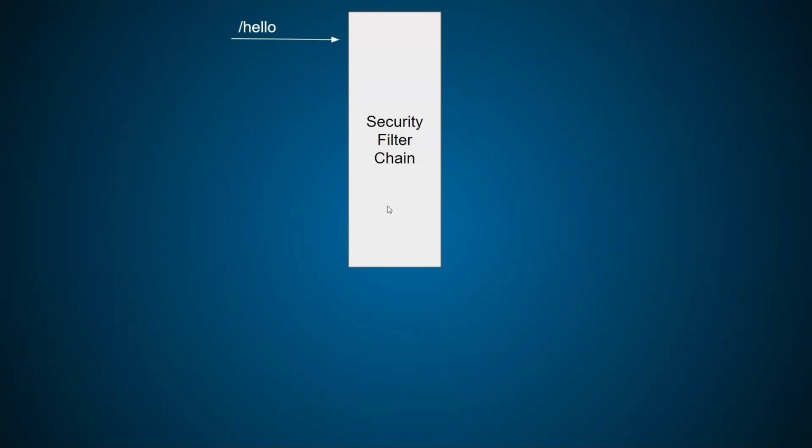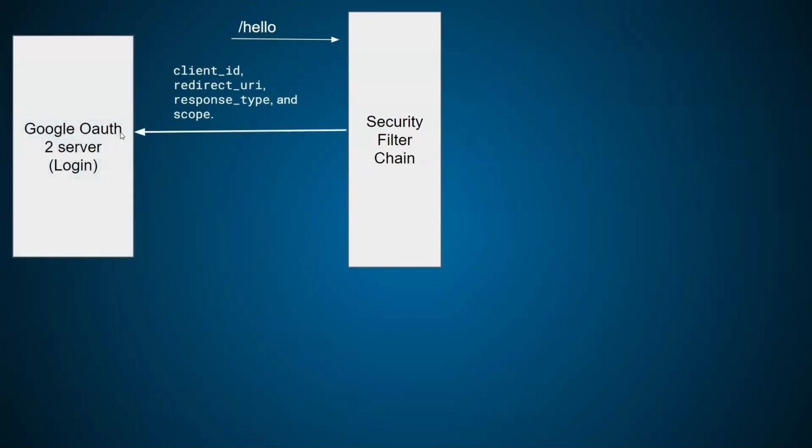Once it gets intercepted, it will check whether it is secured or not. If it is secured, then it will redirect the user toward the Google login page. But while redirecting, it will call the Google OAuth2 server login page, and in the URL it passes the client ID, redirect URL, response type, and scope.